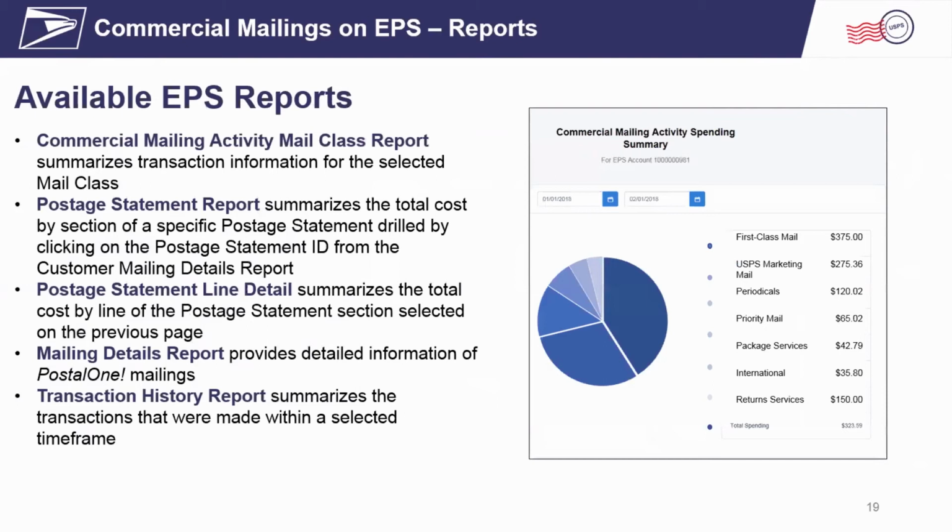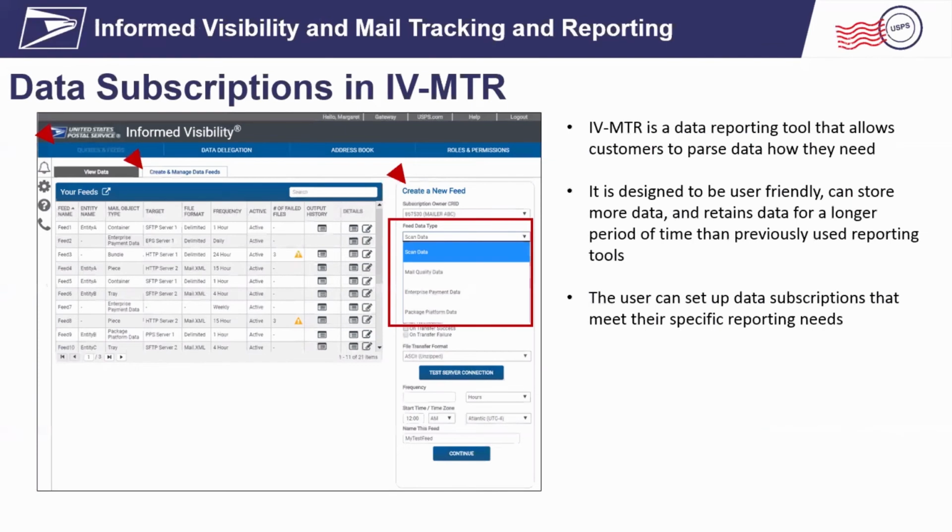You can't see it very well, but the date range, you can lengthen or expand that date range to what you want to see, but it automatically comes up to the last 30 days. Within EPS, you have a commercial mailing activity report, postage statement, postage line detail, mailing detail, and transaction history report. The reports in EPS mirror the reports that you currently have in CAPS, so you'll be able to get the same information that you have in CAPS in the reports in EPS.